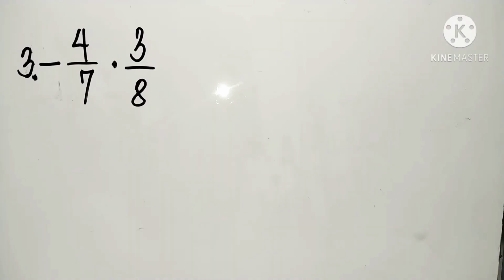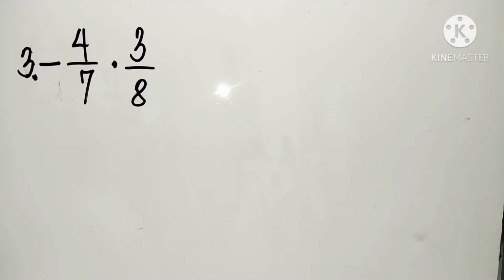Number 3, negative 4 over 7 times 3 over 8. Sa case na to, dalawa ang gagamitin natin na solution, yung normal na multiplication, and then I'll also be using the cancellation method. Para makita nyo lang yung pagkakaiba. Simulan natin sa normal na multiplication.